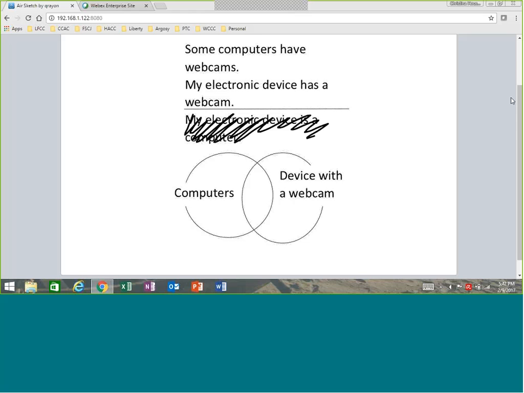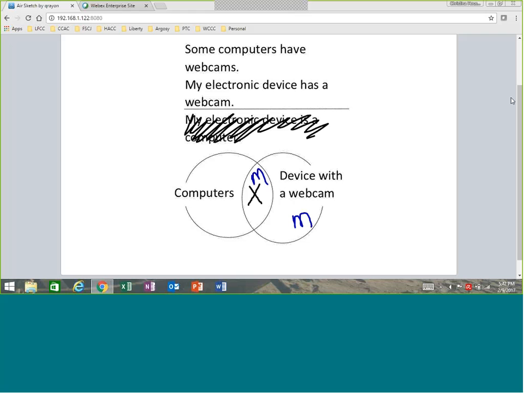Okay, so some computers have webcams. That means there's at least one computer that has a webcam. So I'm going to put an X right here to represent that one computer that has a webcam. And then my electronic device has a webcam. So there's the "my" again. There's me. Me is right here, and me could be right here because it says I have a webcam. So it could be one of those two places.